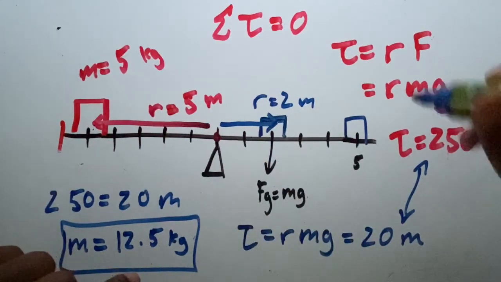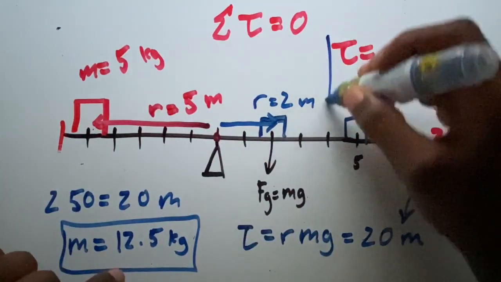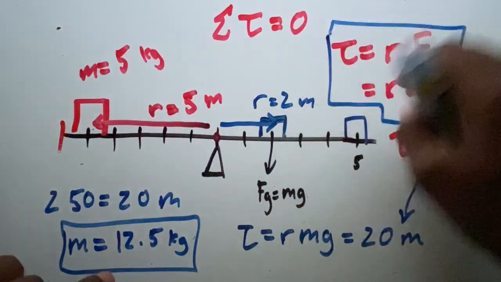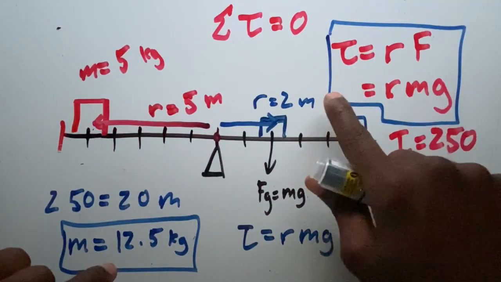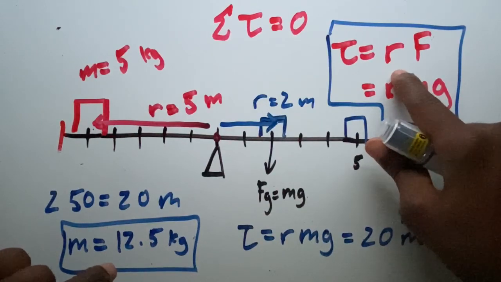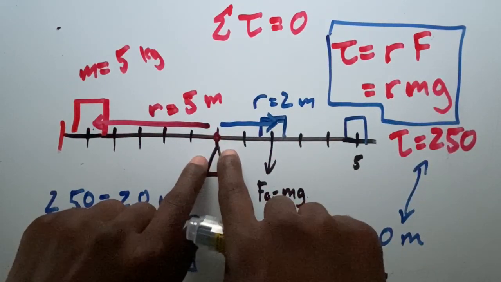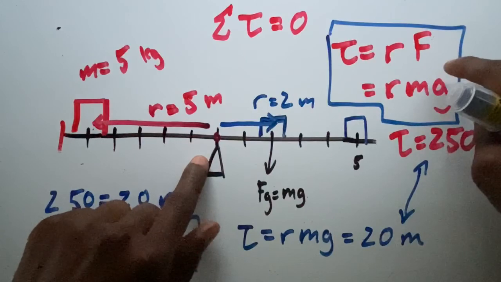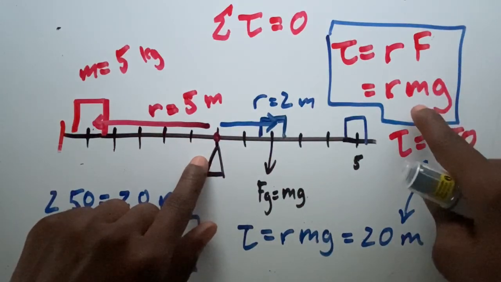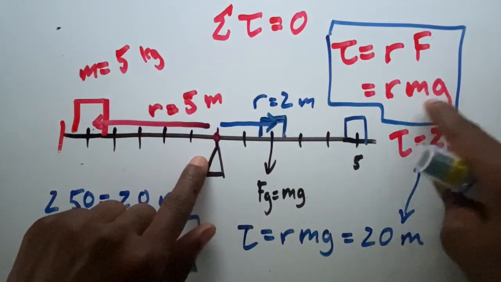And again, the torque is going to be given with this equation here. Your torque is equal to R, which is the radius measured from the center, times the force, where the force is the force of gravity, which is mg.